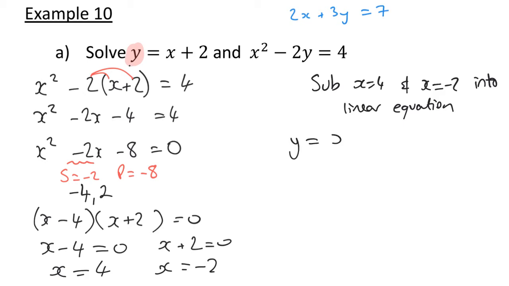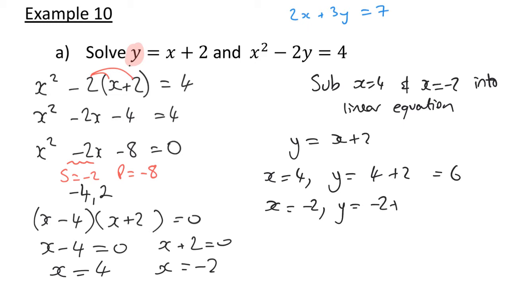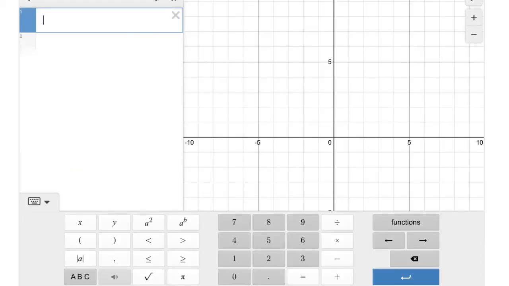So we know that y equals x plus 2. When x equals 4, y is going to equal 4 plus 2, which is 6. When x equals minus 2, y is minus 2 plus 2, which equals 0. So our solutions are x equals 4, y equals 6, and x equals minus 2, y equals 0. Just to verify that, I'm going to show you the graph. So we've got y equals x plus 2.